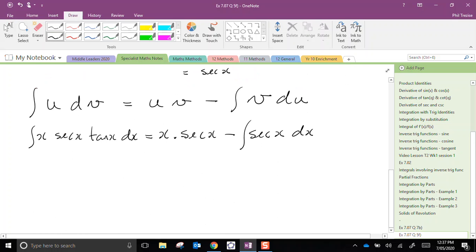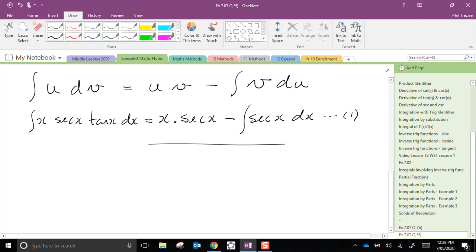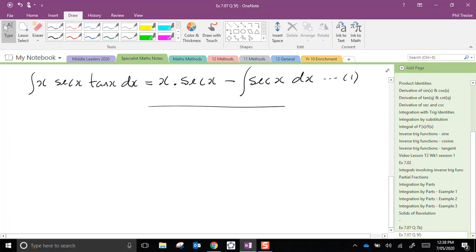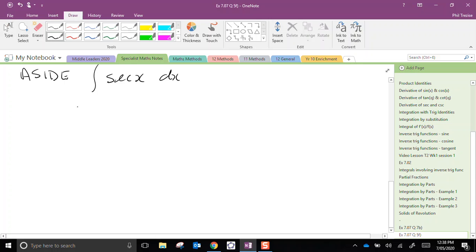So this is good, but we now get to a point where we have to find the integral of sec x, and that's not a trivial process. So I'm going to call that equation 1, and we'll come back to that, and when we do come back to that, we'll just go off to the side here, and we'll find what the integral of sec x dx is. Now, we know that sec is 1 over cosine.